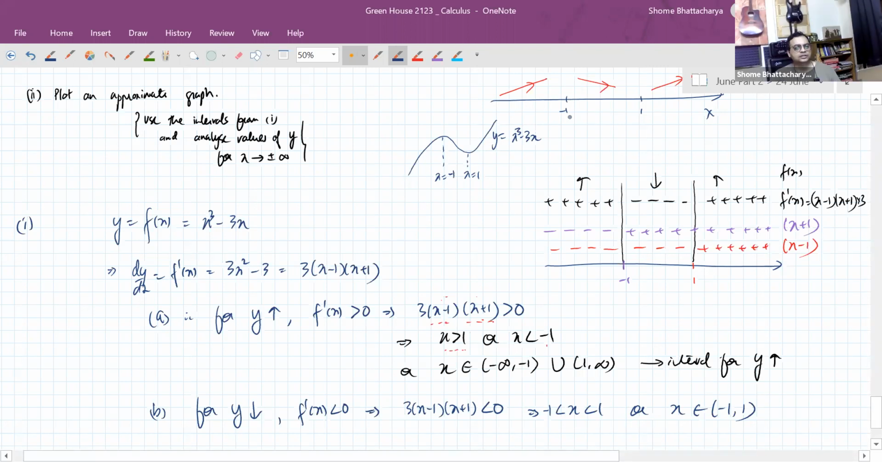-1 पे उसका वैल्यू कितना हो जाएगा? +2 हो जाएगा. और 1 पे उसका वैल्यू कितना होगा? -2 होगा. So it's a very symmetric graph. So this point here, it will have a y coordinate of +2, and this will have a y coordinate of -2.